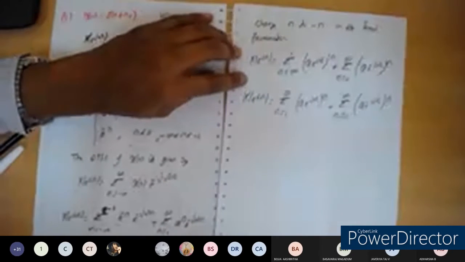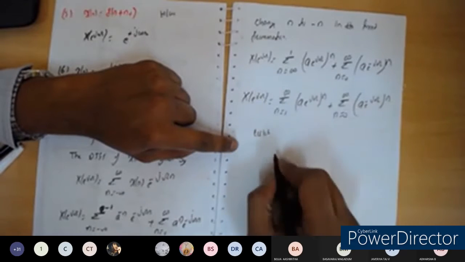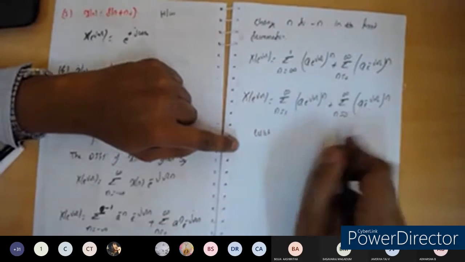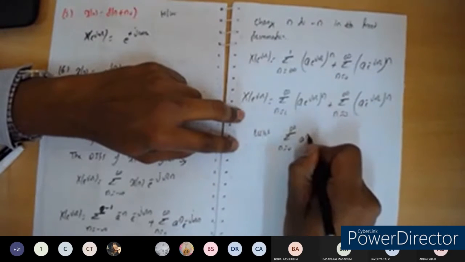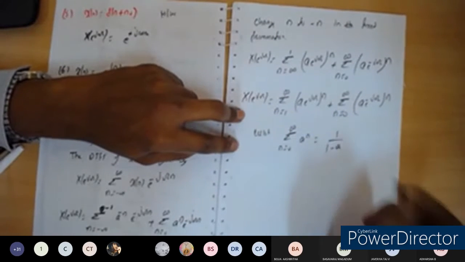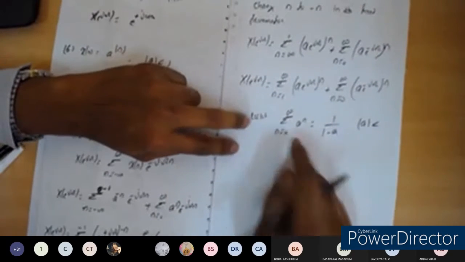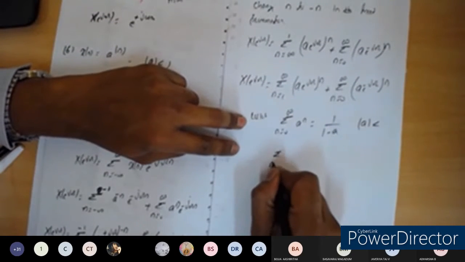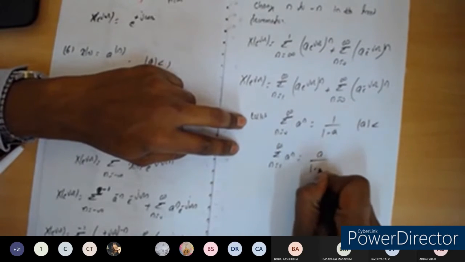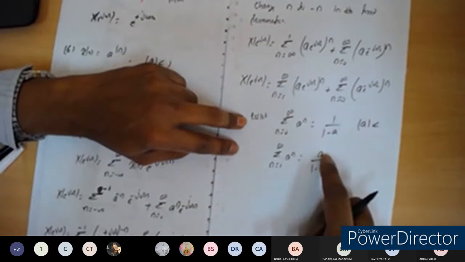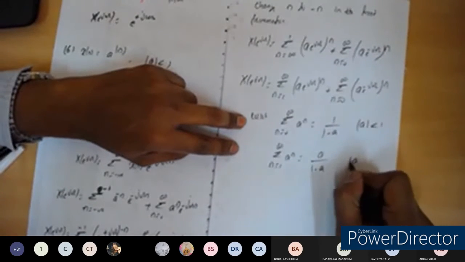Okay. Now we know the two formulas. Since the value of a is less than 1, summation n is equal to 0 to infinity a to the power of n is equal to 1 divided by 1 minus a, provided a is less than 1. And the modified version of this formula, summation n is equal to 1 to infinity a to the power of n, is a divided by 1 minus a. Correct, right? Provided a is less than 1.